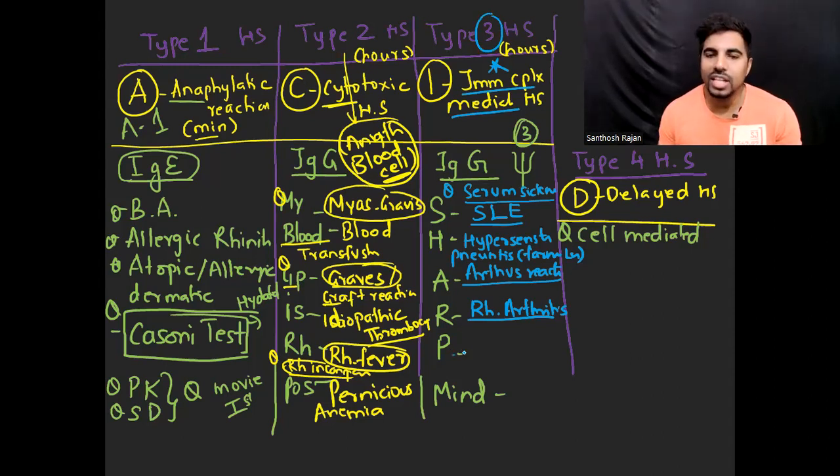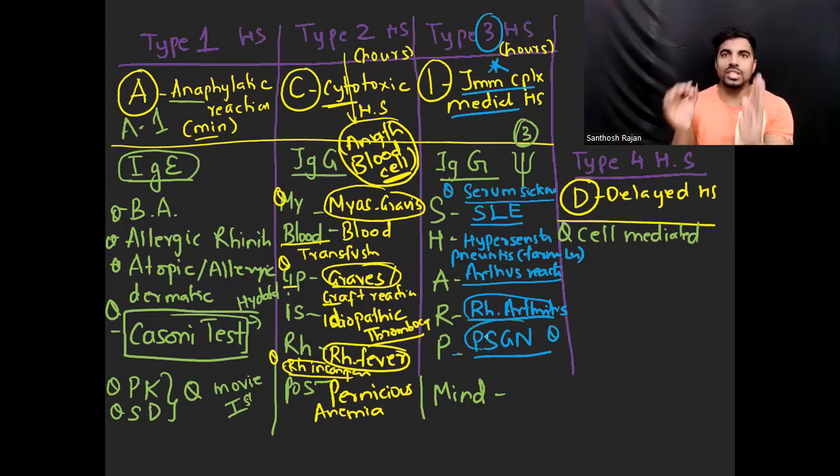And P. At least you should know what P stands for. P is post streptococcal glomerulonephritis. Yesterday you remember we had a question from PSGN also. So remember PSGN can be asked. This is important. There are many diseases, but I have selected only the important ones from the examination point of view. So remember that.